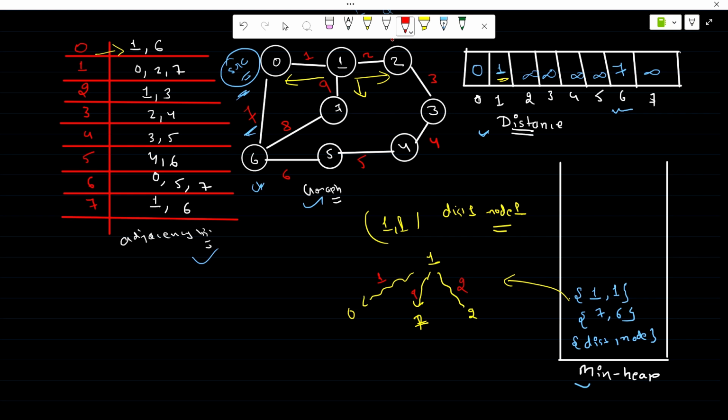Okay. But from 0 to 1, till now, we have the minimum distance of 1. Right. Now from 0 to 1, we can go from 1 to 0. There is no point to add one more because from 0 to 0, the minimum distance is 0. So this we are not going to consider.